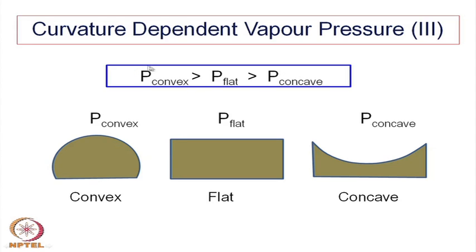So, the P convex, the vapor pressure on this surface, that means if you measure the vapor pressure just above this surface at any temperature, you will find some value, and that is more than the vapor pressure here on a flat surface, just above the flat surface.